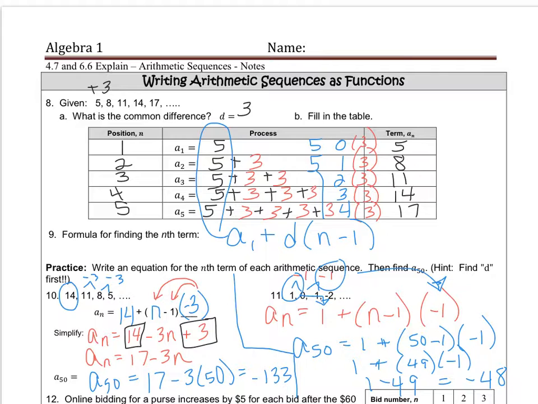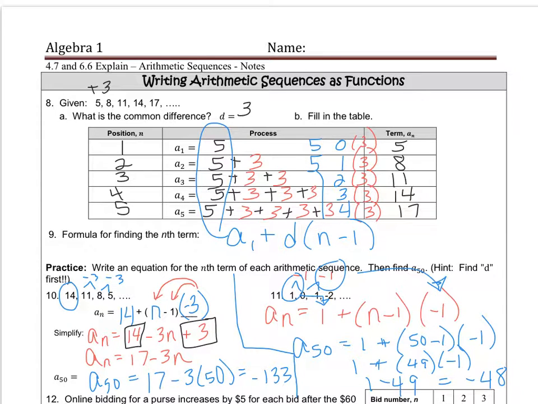Then, after my formula was simplified, I came down here and plugged in the 50 and got the answer. On number 11, I went ahead and just left my formula in the unsimplified version. I plugged in my starting term, I plugged in my common difference, I left this alone. And then I went straight to finding my 50th term. So I plugged in 50 for my n and then started simplifying it. So 50 minus 1 gave me the 49. 49 times negative 1 gave me negative 49. And my answer was negative 48.